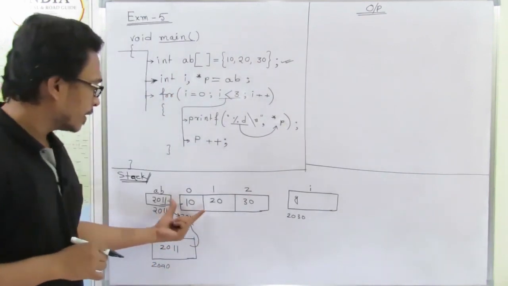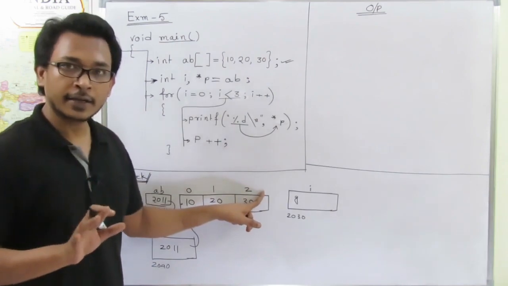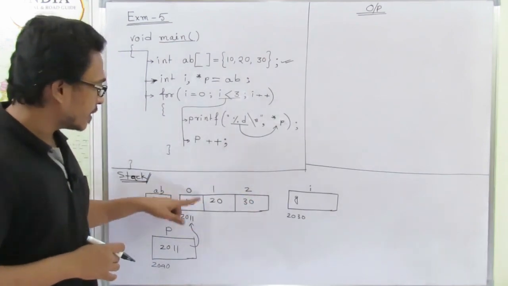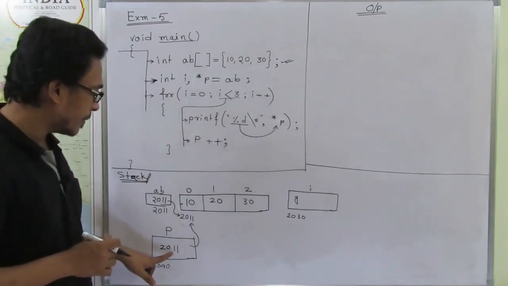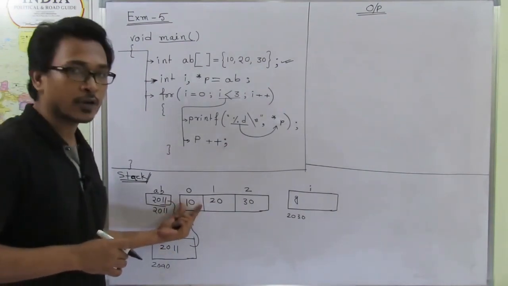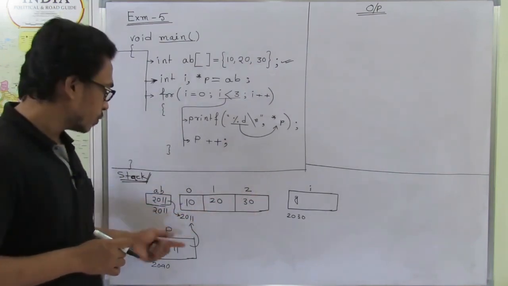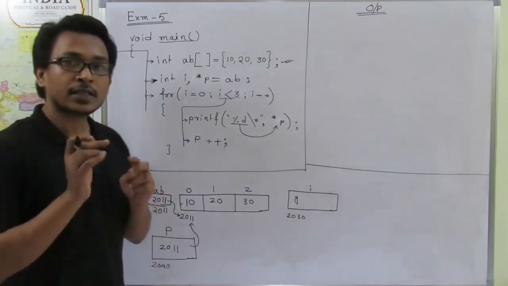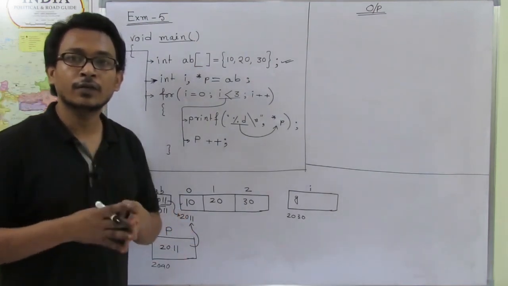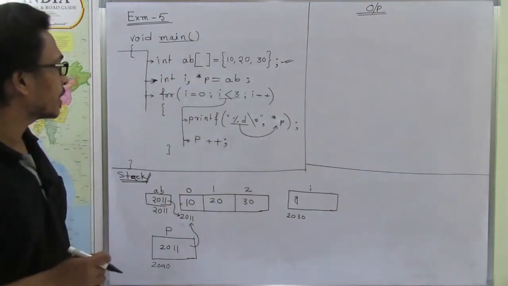Look here, the whole memory is allocated for the array, correct? But the first element is just an integer. That means this p is containing the base address of this particular integer only, not the base address of the whole array. This 2011, whatever p is holding currently, that base address is just for the first element of the array, not for the whole array. Clear? Now coming to the next statement.